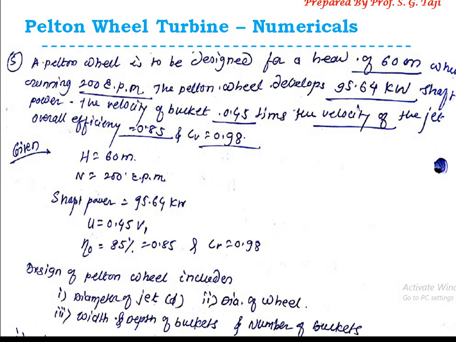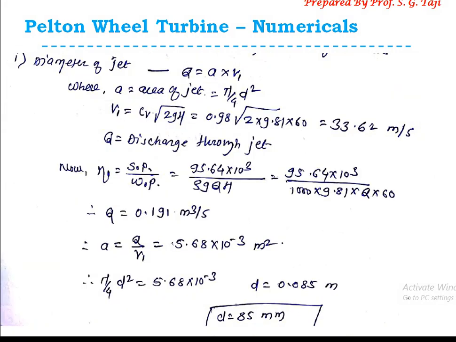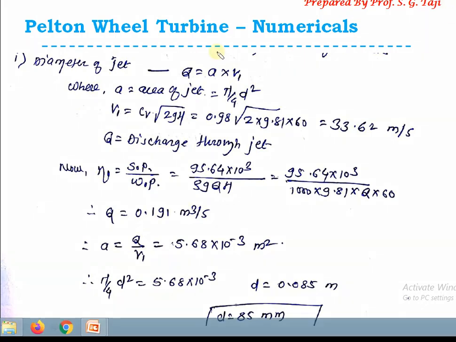So first and foremost thing, as CV is given, we are going to find the value of velocity of the jet V1. So always remember, first and foremost thing, if CV and KU is given, first calculate V1. So here we are going to calculate first V1. V1 is equal to CV times the square root of twice g H, and just put the values. 0.98 times the square root of twice 9.81 multiplied by 60, V1 is coming out as 33.62.